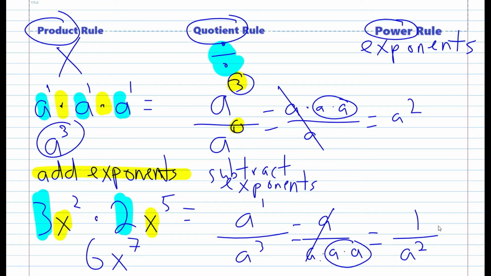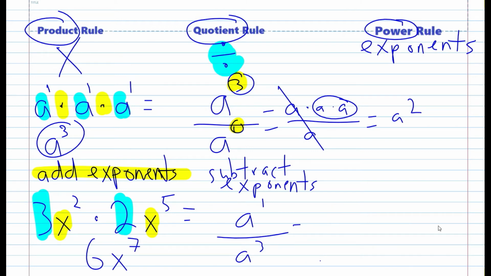Look at our final solutions here. When we did this one, when the 3 was on top, it was a to the second. When the a to the third was on the bottom, it was 1 over a to the second because we needed that placeholder.